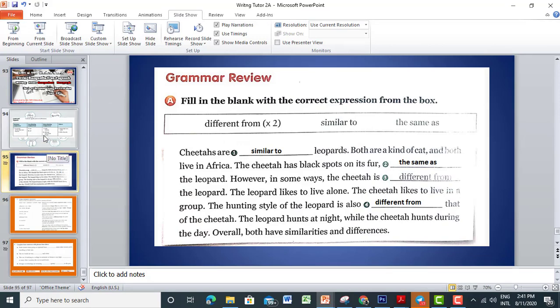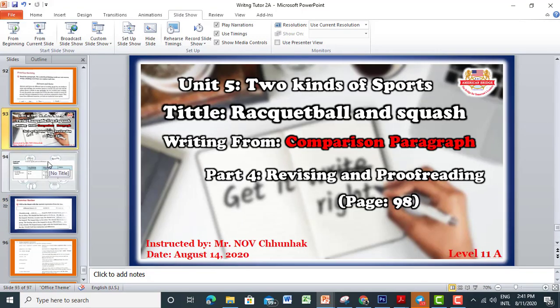Okay, everyone. So now we have come to the end of your lesson today, and the teacher would like you to remember again that in the comparison paragraph we have point-by-point organization, we have block organization, and sometimes we use advantages and disadvantages paragraph writing in the comparison paragraph also. And don't forget to use the signal words, the contrast signal and the comparison signal.